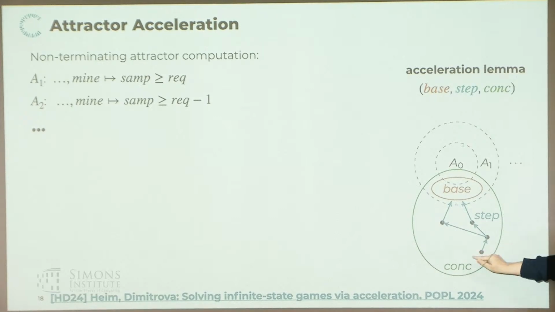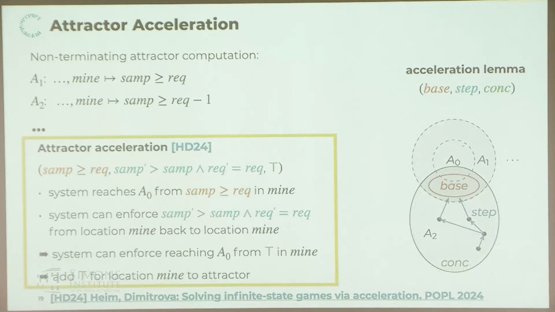If whenever we start in a state that belongs to this conclusion set, and we follow a sequence of states that agrees with the step relation, we will end up in the base. So this is some form of ranking argument. Now, how can we use that to accelerate our attractor computation? Well, if we establish that base is included in the part of the attractor that we have already computed, and we establish that the respective player for whom we are computing the attractor can actually enforce this step relation, then we can take this conclusion set and add it directly at a single iteration to our attractor.